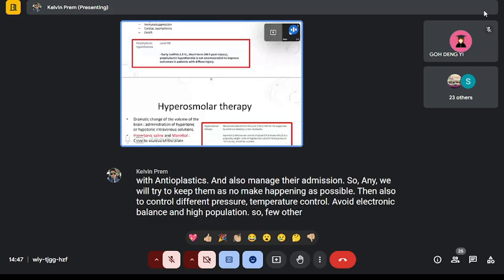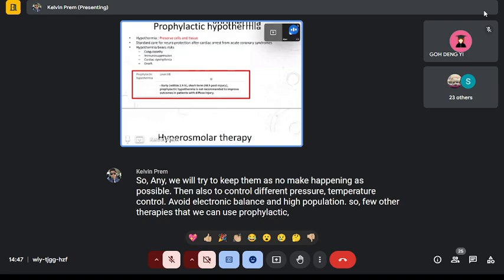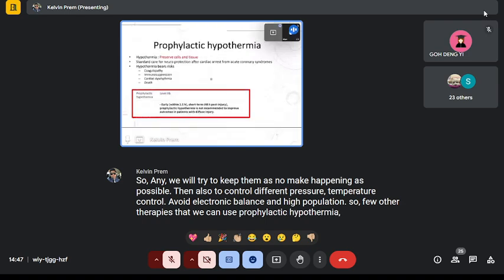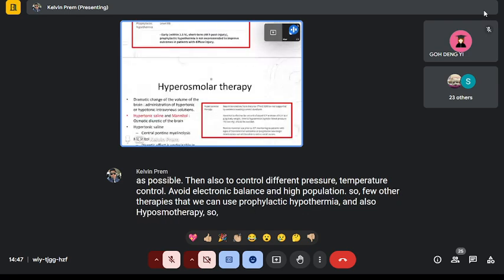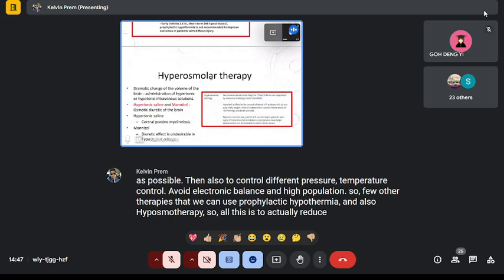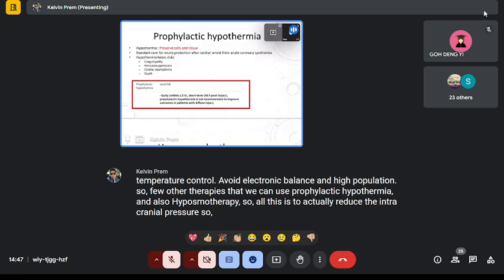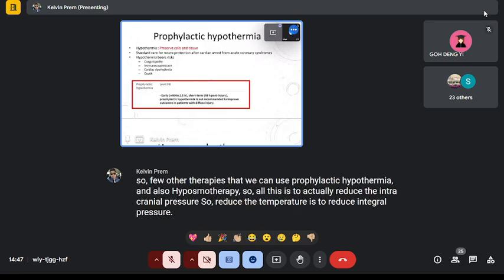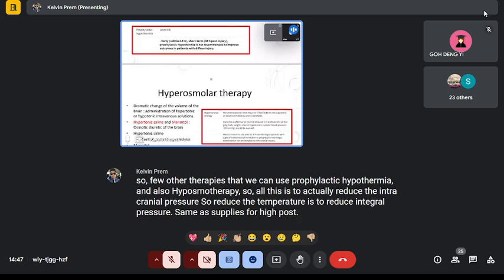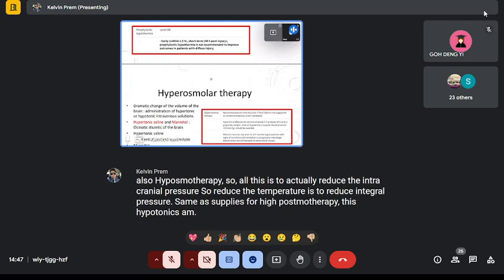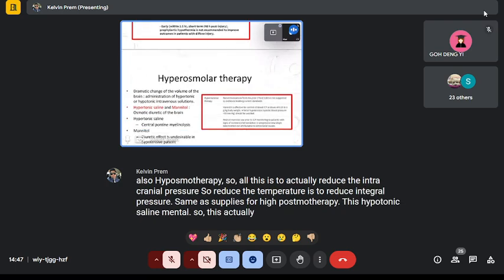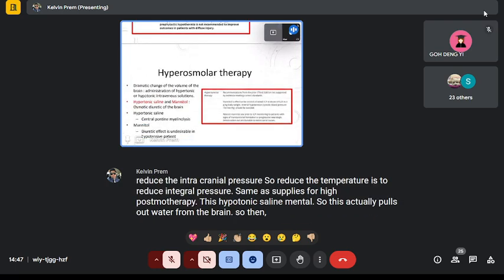So a few other therapies that we can use: prophylactic hypothermia and also hyperosmolar therapy. All this is to reduce the intracranial pressure. So reducing the temperature is to reduce intracranial pressure. Same applies for hyperosmolar therapy. We give hypertonic saline and mannitol. This actually pulls out water from the brain so that we can reduce the intracranial pressure.